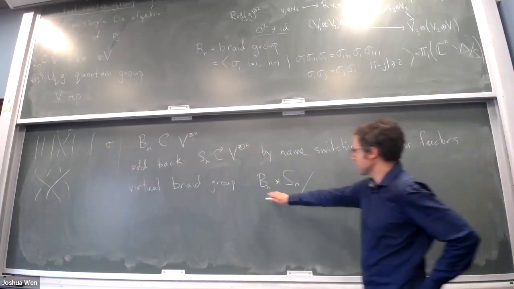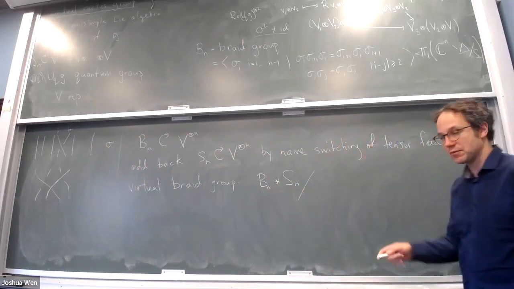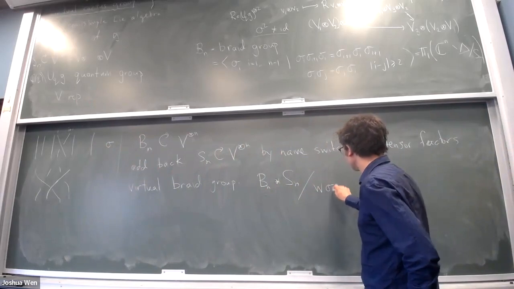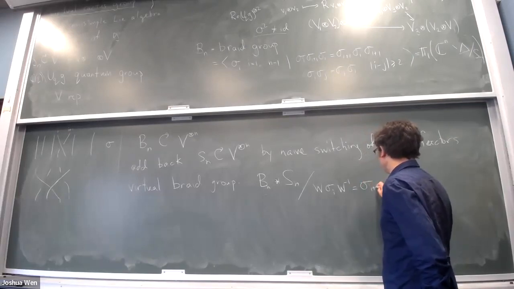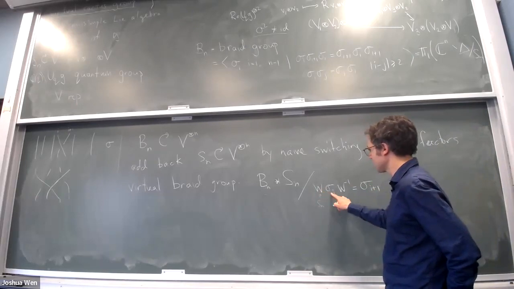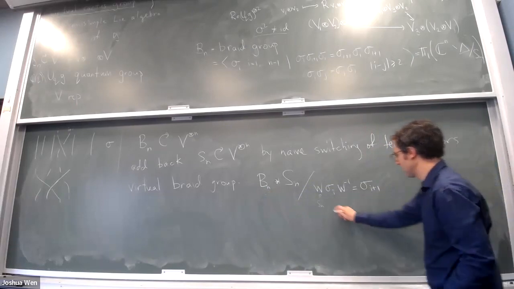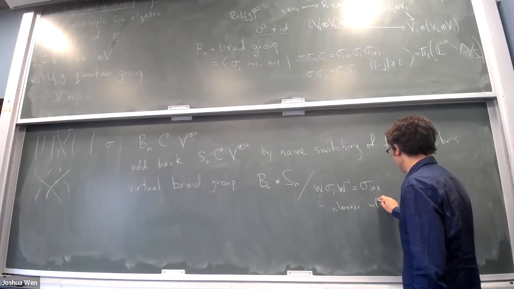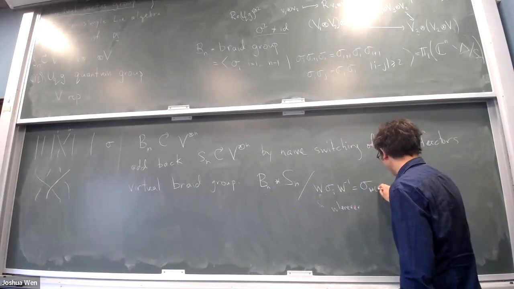Okay, so the virtual braid group is the free product of the braid group and the symmetric group with some relations. And the relations are that W sigma_i W inverse equals sigma_{i+1} whenever, so this W is in S_n and the sigma_i are the braid group generators.